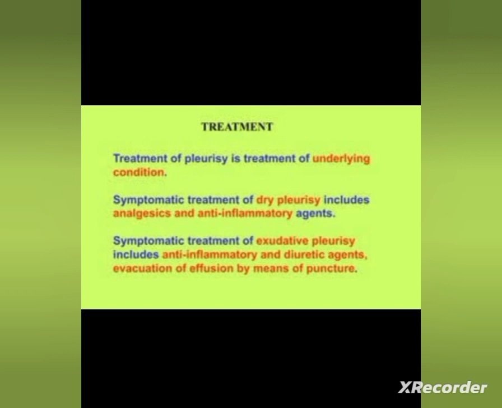Then an intercostal nerve block can be done in order to reduce the pain. Then corticosteroid therapy, especially hydrocortisone, we will give. Then in diuretic therapy usually Lasix will be given. Then treatment of underlying causes means mainly the antibiotics. Then the surgical management is thoracentesis.